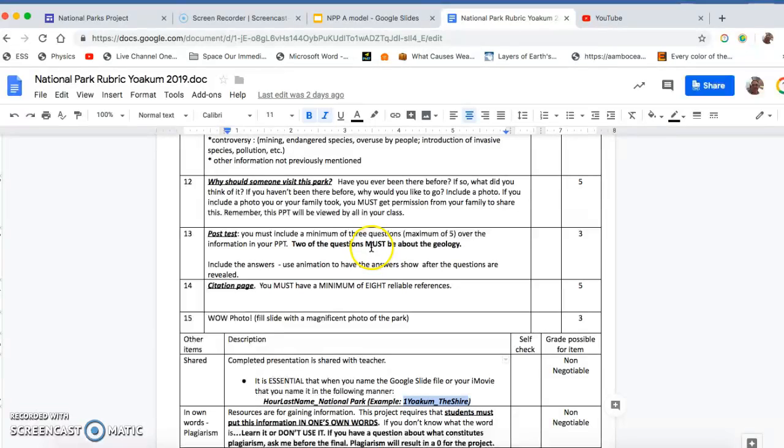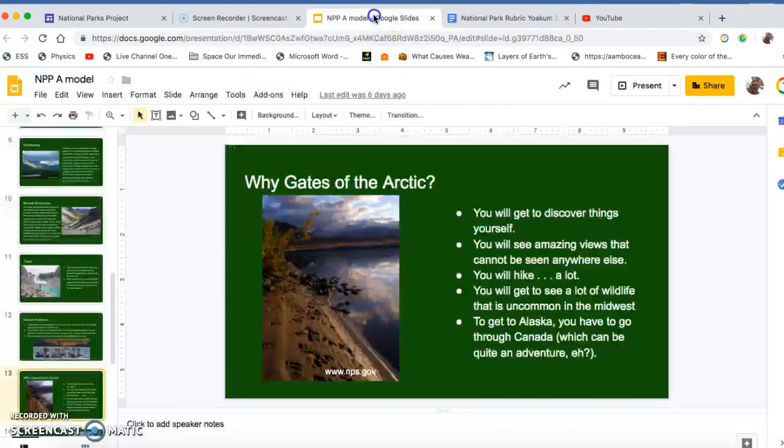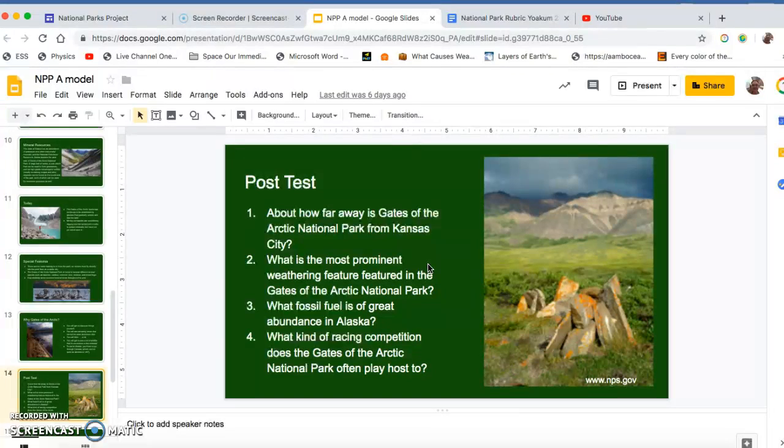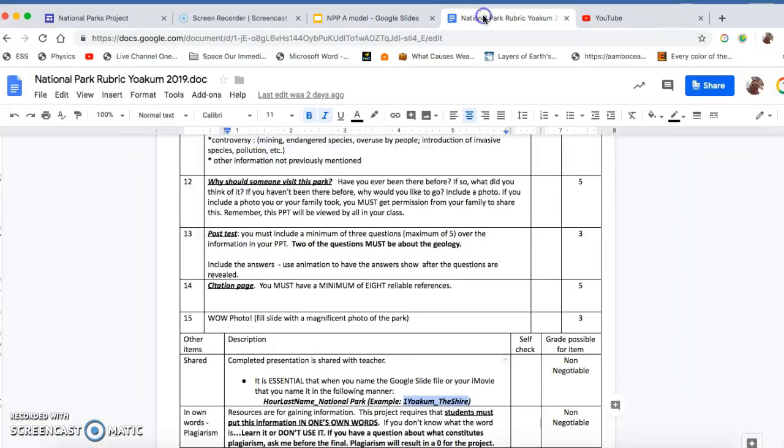So 3 questions, maximum of 5. 2 of them must be about the geology, and they should have been covered in your slideshow. So this person has 4 questions. You'll see that there are 2 questions about the geology and 2 others, and all 4 of these are covered in the slideshow. So if we were paying attention, it should have been stuff that we could have picked up on.